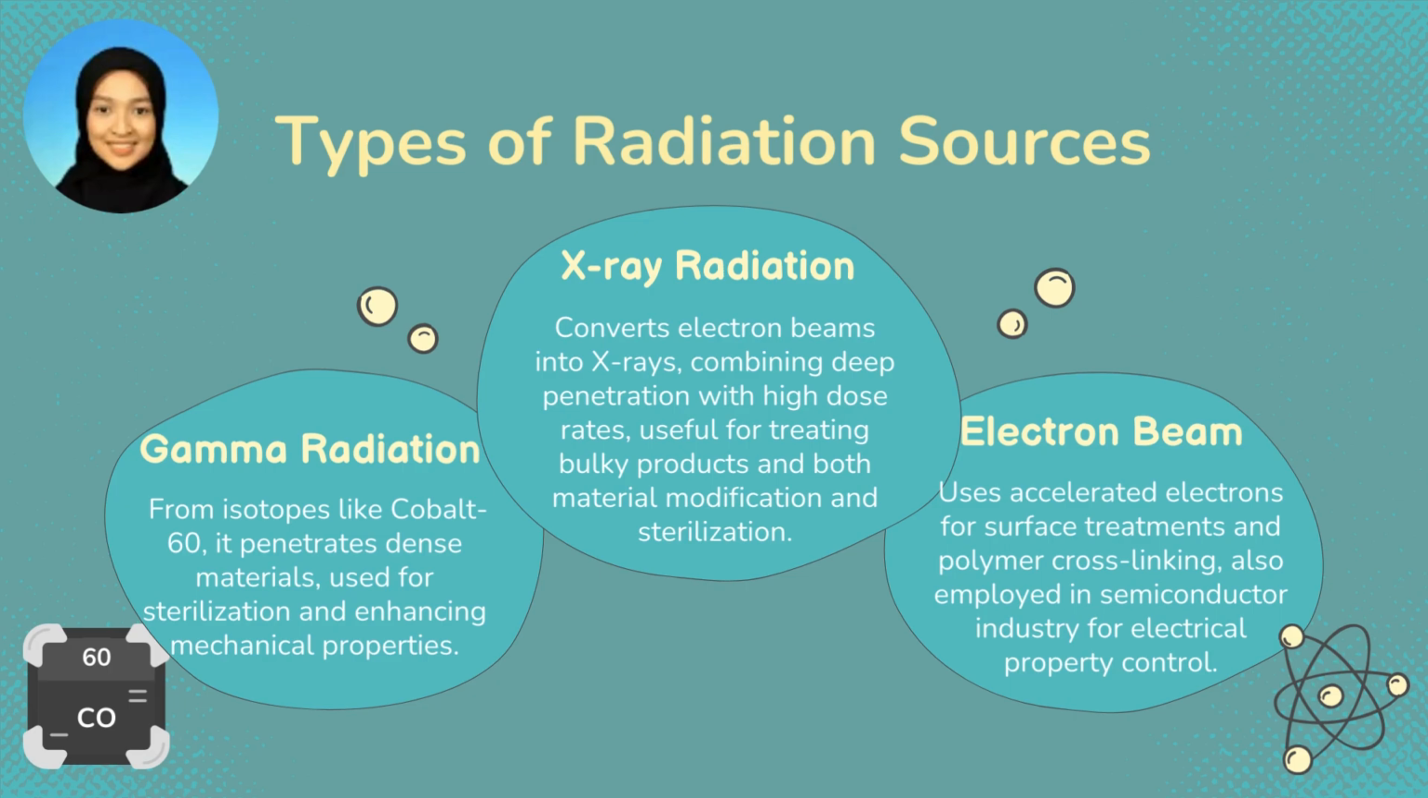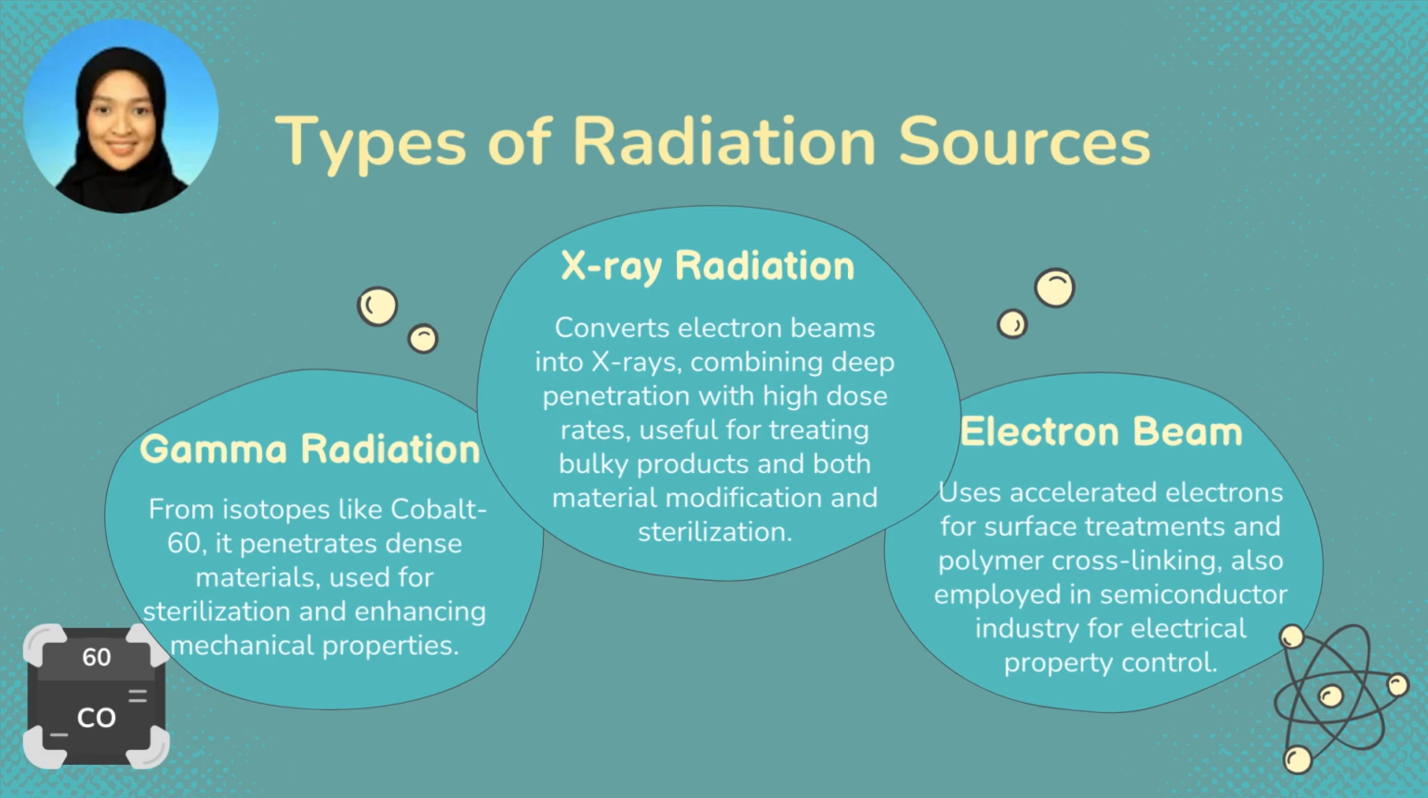There are several types of radiation sources used for material modification. First, there is gamma radiation. It's derived from radioactive isotopes like cobalt-60. Gamma radiation is highly penetrative and suitable for treating dense material. It is commonly used for sterilization and improving the mechanical properties of polymers and other materials.